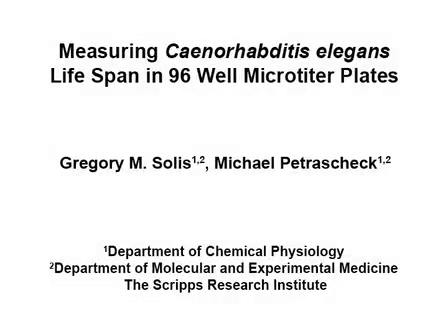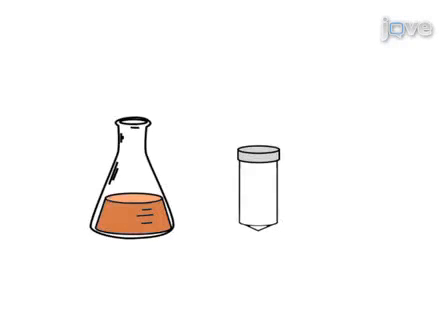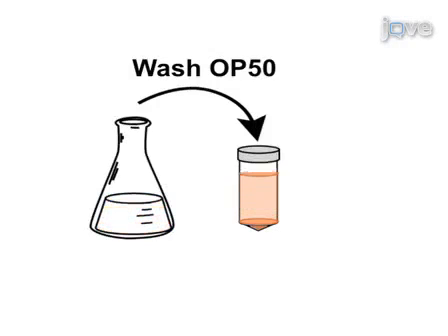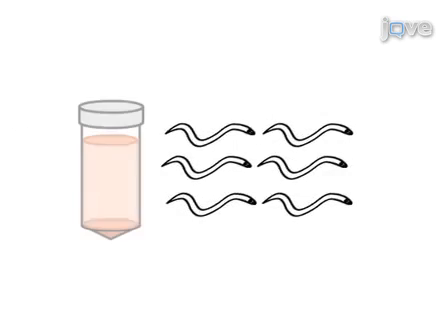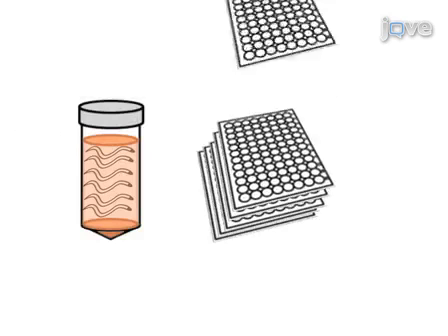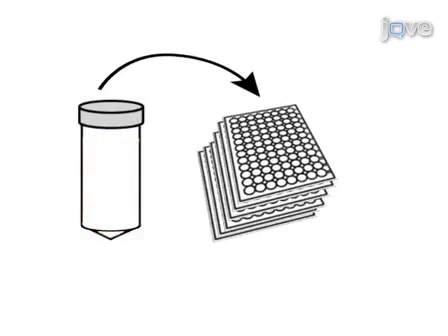The overall goal of this procedure is to measure the lifespan of C. elegans worms that were treated with drugs of interest. This is achieved by first preparing OP50, a bacterial strain which is used to feed the worms. An age-synchronized population of worms is then generated and seeded into 96-well plates together with the feeding bacteria, OP50.